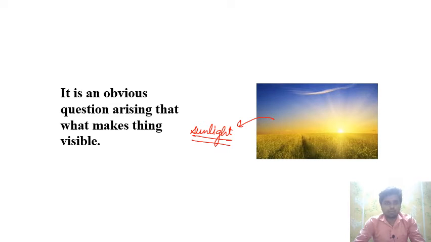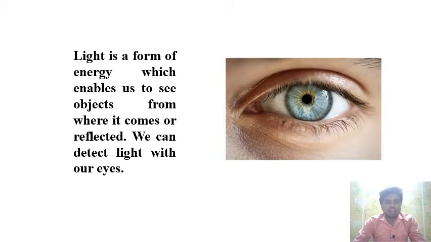Now moving forward, students, light is a form of energy which enables us to see the object from where it comes or is reflected. We can detect light with our eyes. Our eyes are the sense organs which take in the light. The light reflected by the object enters into our eyes, and then we can see the different objects available in our environment.